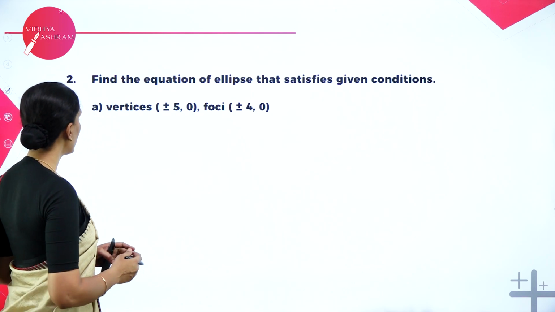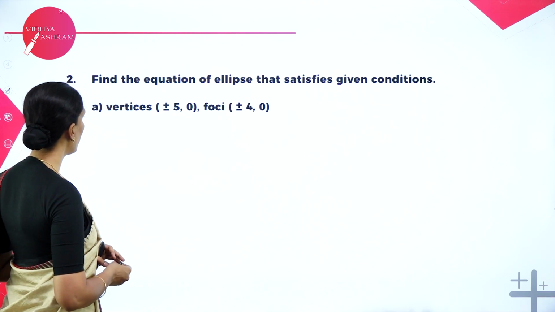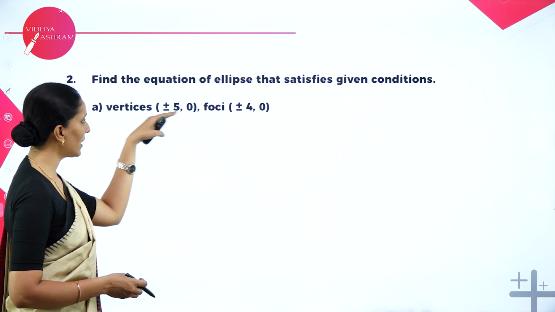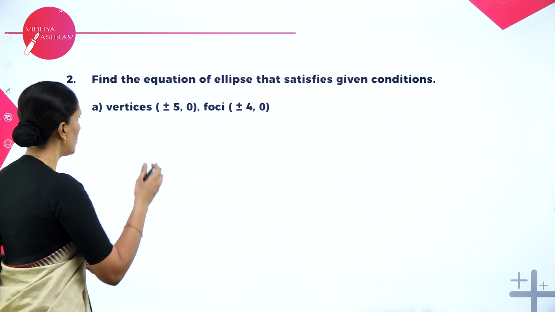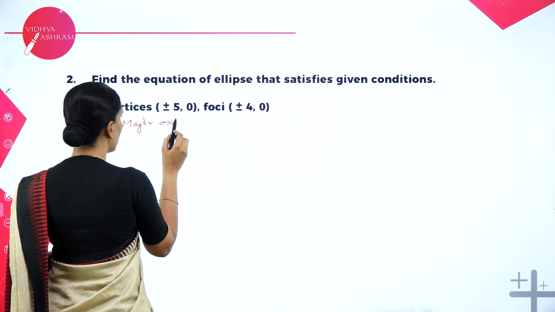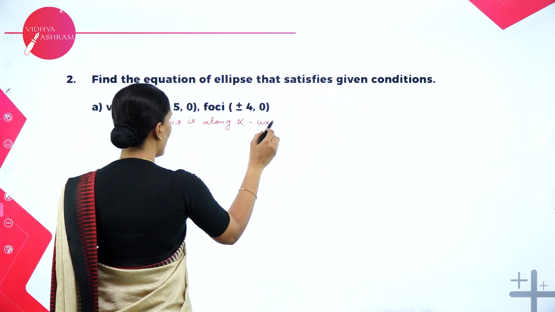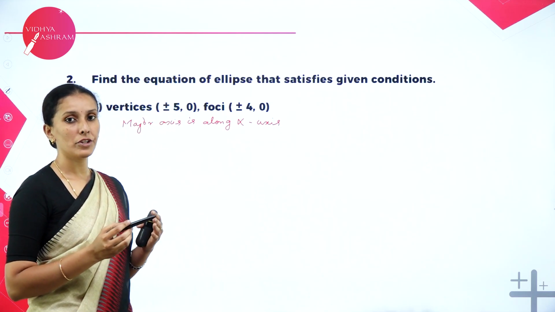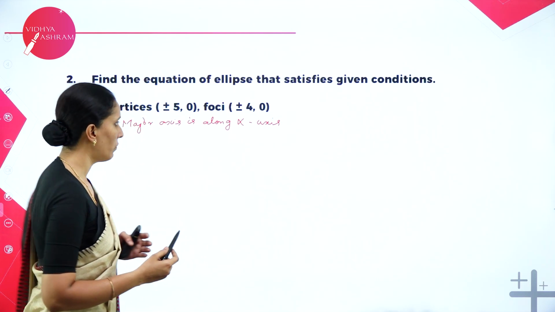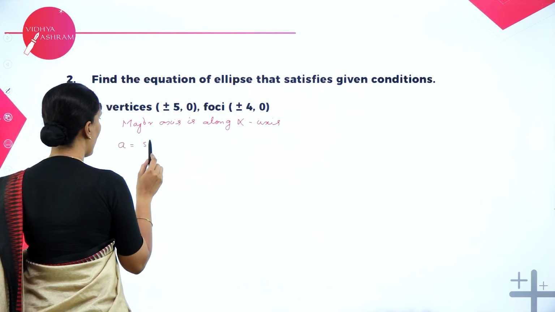So the next type of question is, we are supposed to find the equation of an ellipse which satisfies the given condition. The first one is vertices and foci. So observing the coordinates, we can clearly see vertices lies along the x-axis. So therefore here, major axis is along x-axis. So when the major axis is along x-axis, the standard equation will be of the form x square by a square plus y square by b square is equal to 1. Now observing the vertices here, the value of a can be taken as 5.